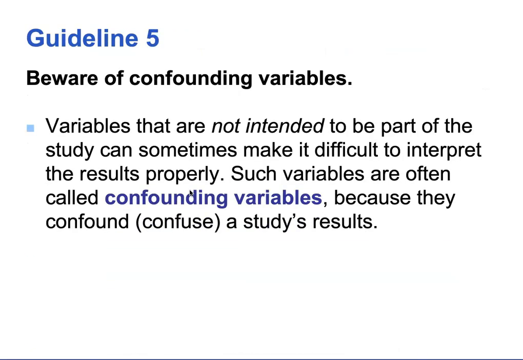Guideline 5. Beware of confounding variables. Variables that are not intended to be part of the study can sometimes make it difficult to interpret the results properly. Such variables are often called confounding variables because they confound or confuse a study's results.